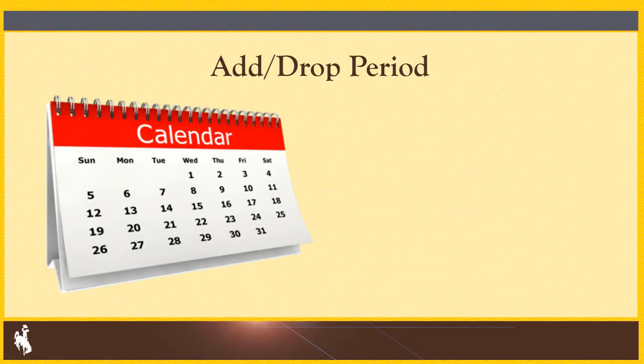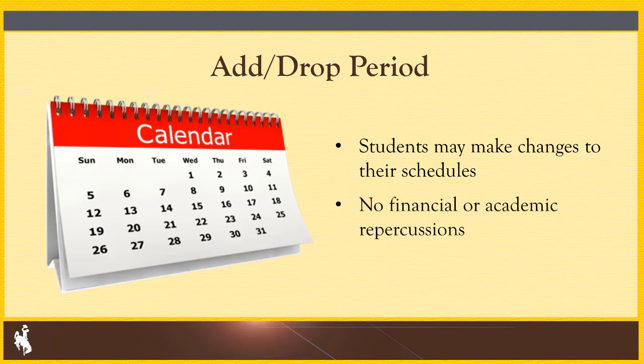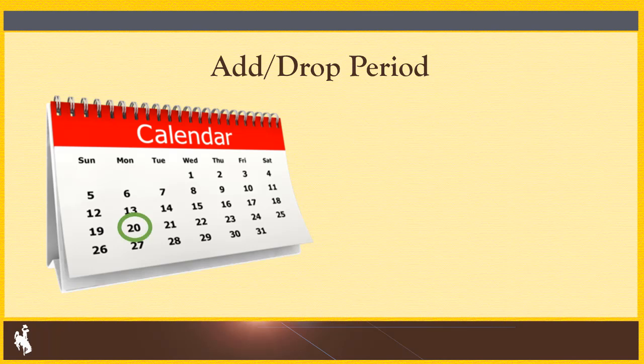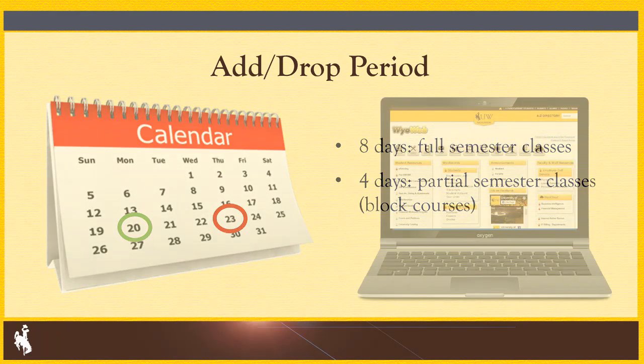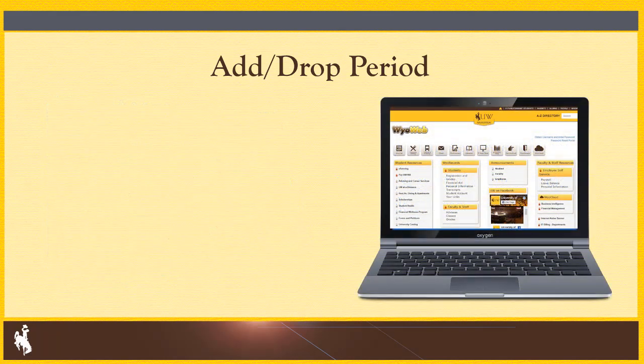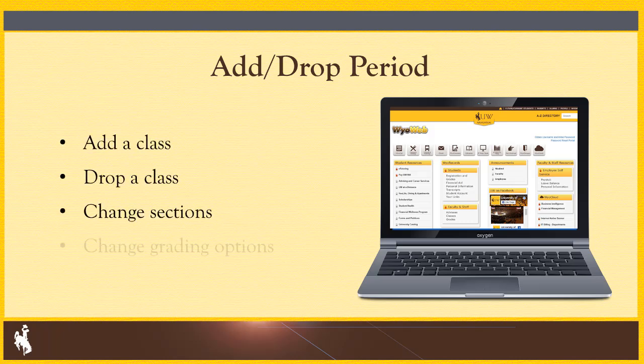Until the end of the add-drop period, students may make changes to their registration without incurring financial or academic repercussions. The add-drop period lasts for the first 8 days of the semester. For block courses which do not meet for the entire semester, the add-drop period only lasts for the first 4 days of the semester. During the add-drop period, students can make the following changes: add a class, drop a class, change sections, or change grading options.